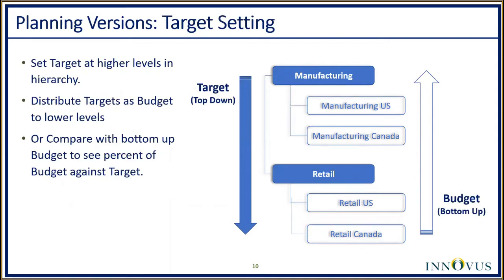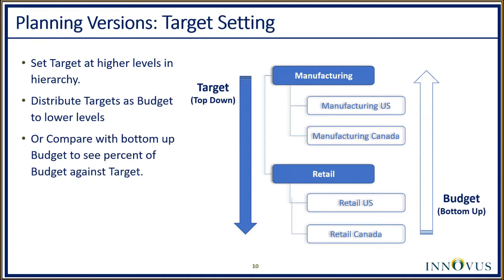Another option for creating a version member is the target, also known as the top-down version type, which can be used to enter targets at a roll-up level. In this example on the slide, you can enter a target at a total manufacturing level, and then your planners would enter data at a lower level, which is the individual entities over here.